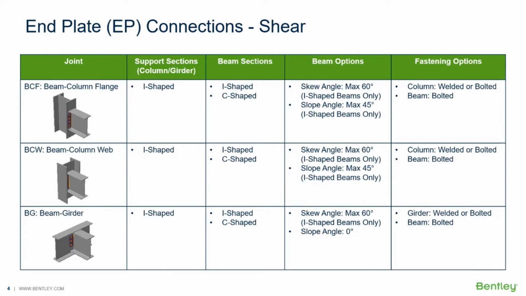RAM connection standalone is used for the design and detailing of steel connections, and it can design individual shear, moment, brace, splice, and truss connection types to a variety of different steel design codes. In this particular video, we're going to be focusing on the workflow for designing end plate shear connections to beam to column joints and also beam to girder joints.